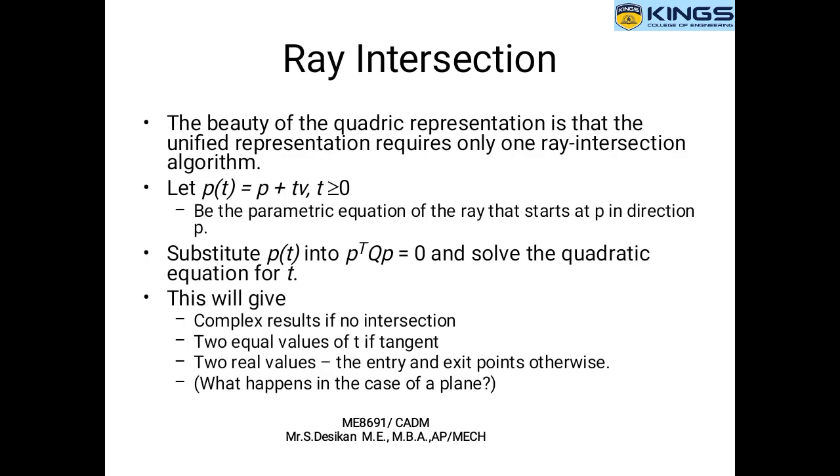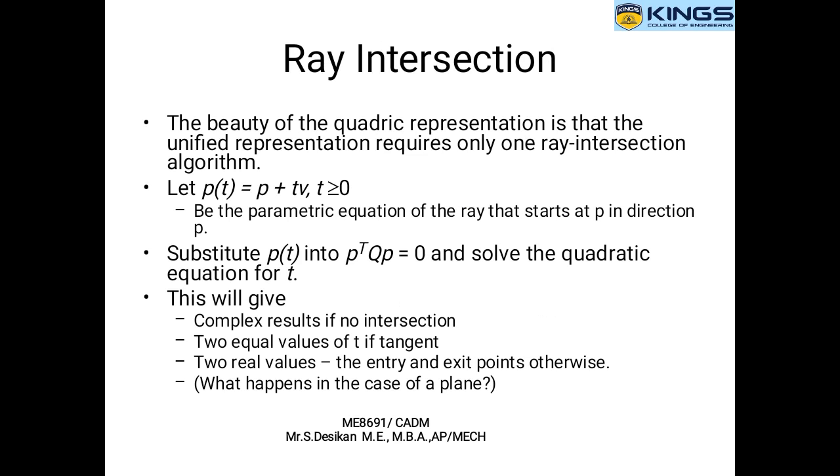Next one is very important in terms of constructive solid modeling. In constructive solid modeling, ray intersection is the unified representation for a ray algorithm. Ray intersection is the unified model for the ray algorithm. In this ray algorithm, we have to go for an equation P(T) equal to P plus TV, that is less than or equal to 0.